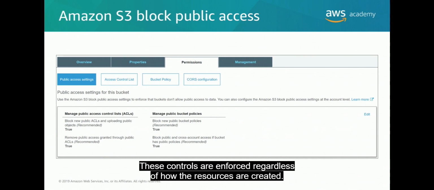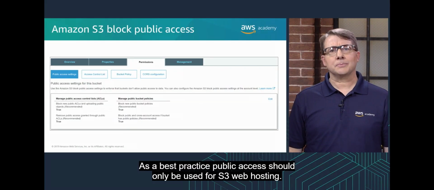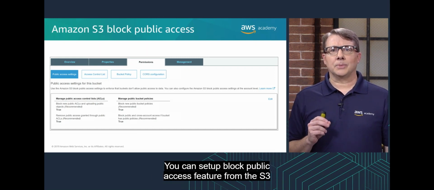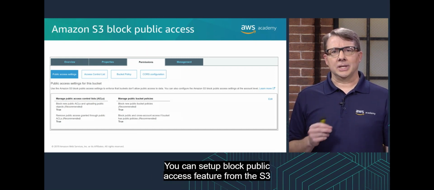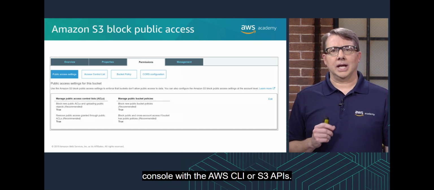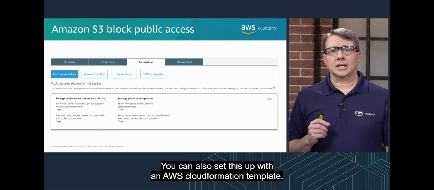These controls are enforced regardless of how the resources are created. As a best practice, public access should only be used for S3 web hosting. You can set up the Block Public Access feature from the S3 console, with the AWS CLI or S3 APIs. You can also set this up with an AWS CloudFormation template.